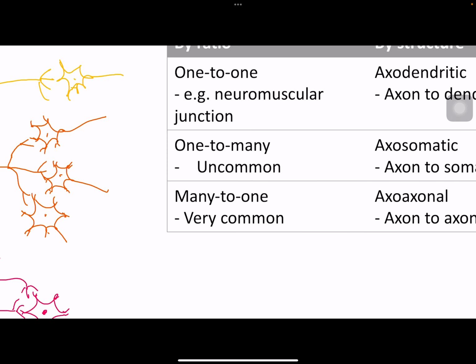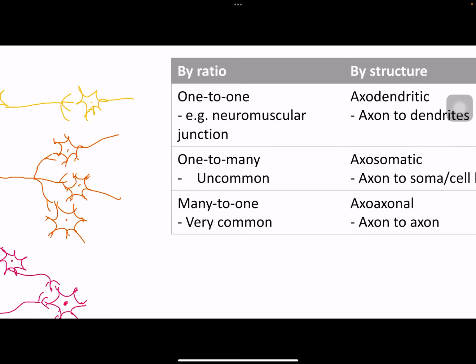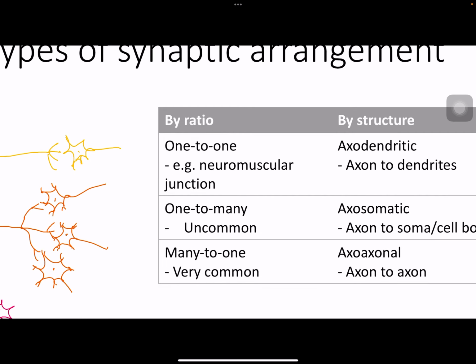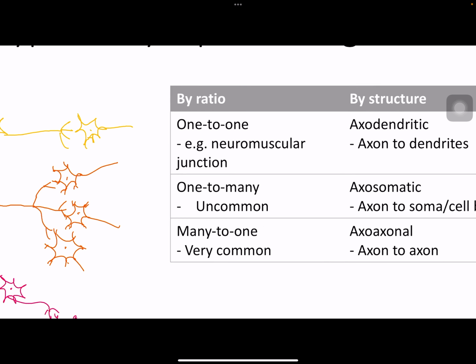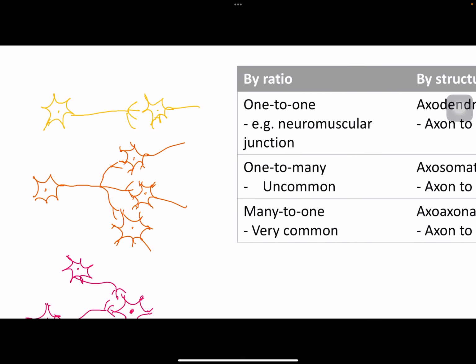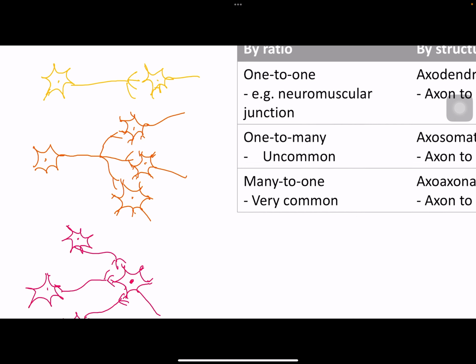How many neurons are needed to form a synapse? Of course, there are two, the presynaptic neuron and the postsynaptic neuron. But how many synapses can one neuron form? The neuron can have more than one synapse depending on the arrangement. When we talk about the synaptic arrangement, there are several classifications, but we're going to have a look first at the classification by the numbers of the pre and the postsynaptic neurons.